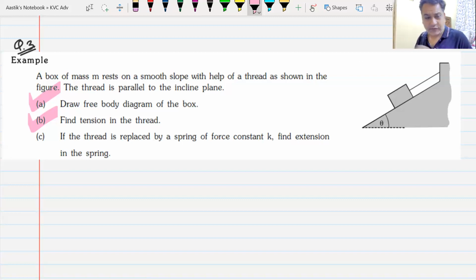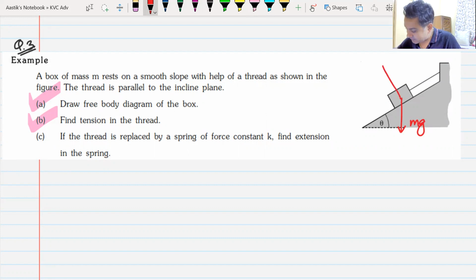There's only one body for which you have to draw the free body diagram, and that is this block of mass m. Yes or no? Yes, sir. So I draw the free body diagram of this block. This weight mg goes downwards. Then there is the normal reaction N, which will be perpendicular. Then there would be tension T, which would be like this.